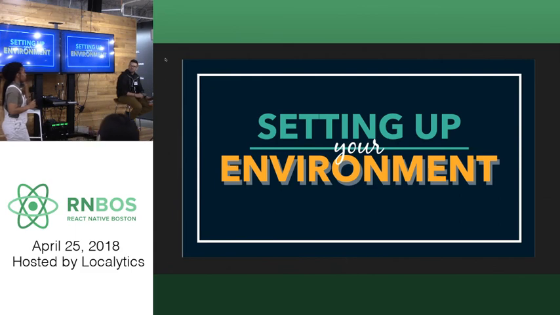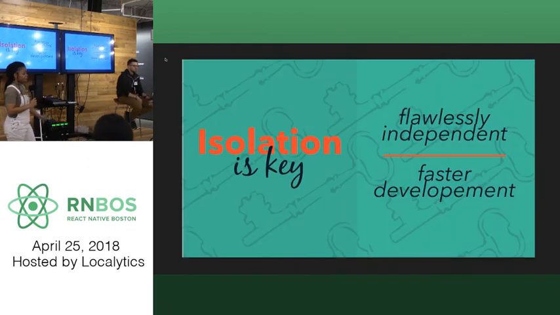Next, we need to set up our environment. We have our tools, we know how to build it. Now we need to set up our environment. First we start off with making sure it's isolated. We need to make sure that our components are working flawlessly independently. That way, when somebody else uses our component, they don't have to worry about it breaking on them. It also helps create faster development, because you don't have to wait for the whole app to rebuild. It'll be a little bit faster.